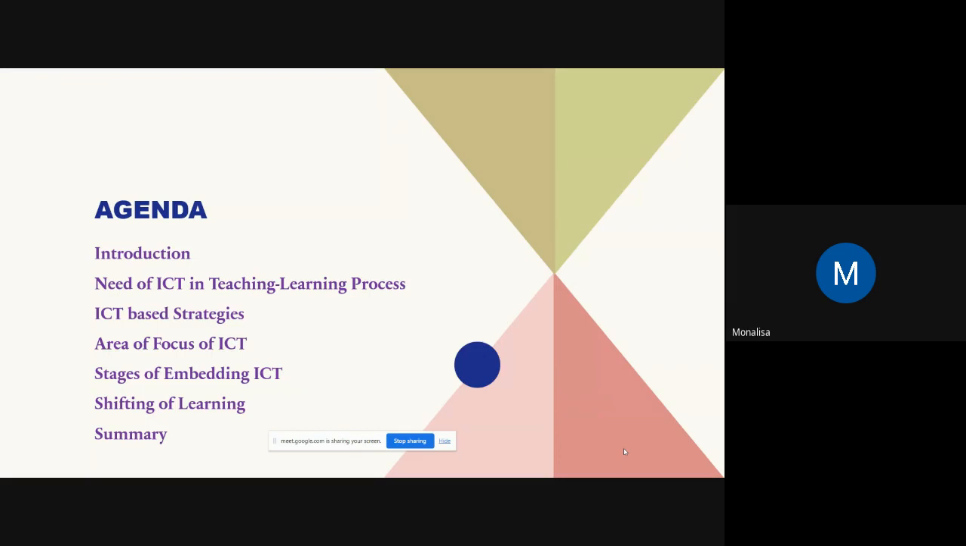So today's main agenda of discussion will be introduction of ICT, need of ICT in teaching learning process, ICT based strategies. I will discuss various strategies where ICT can be used, and the area of focus of ICT, how ICT can be useful for the learners, for the teachers, and various stages for embedding ICT with the teaching learning process, and how ICT shifts the learning from teacher centered to student centered, and finally we will sum up the session.